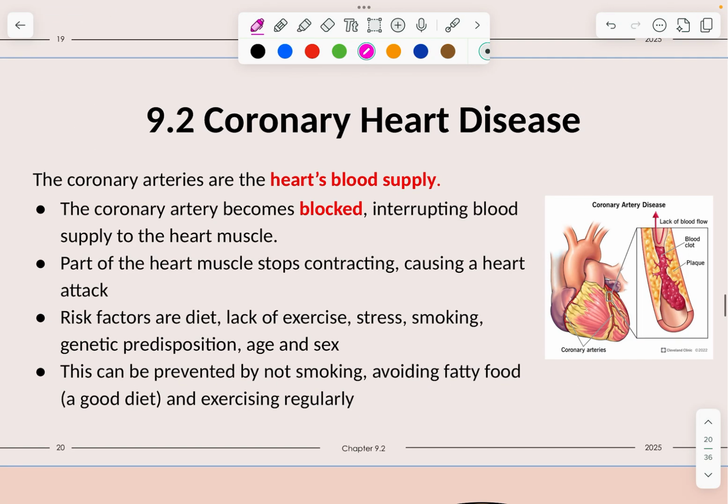Okay, this is a condition known as coronary heart disease. One of the arteries that we need to know: remember that the aorta pumps blood to the body. Do you think blood is also pumped to the heart too? Yes, it is. Remember that the heart also needs oxygen, because the heart is both a muscle and an organ. So a coronary artery is what supplies blood to the heart.